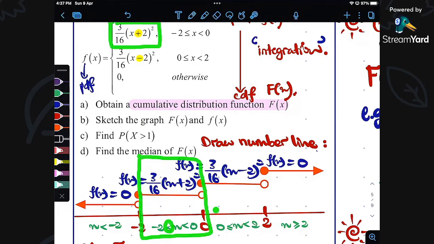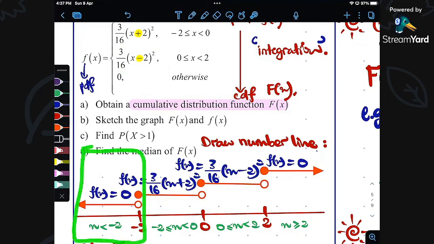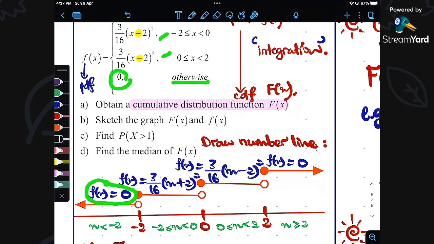So please know that this is the region. And the next region is 3 over 16 times x minus 2, the whole thing squared. This is the part for the next region, which is from 0 to 2, where 0 is included, 2 is not included. The rest of it, the otherwise part, is where something is to the left and something to the right. Otherwise means other than these two functions, the function is 0. That's why I put f of x equals 0 for both left and right.